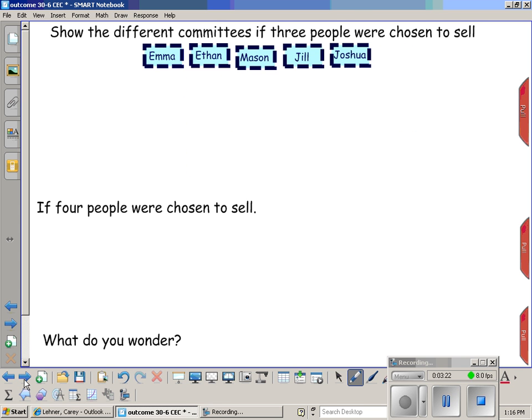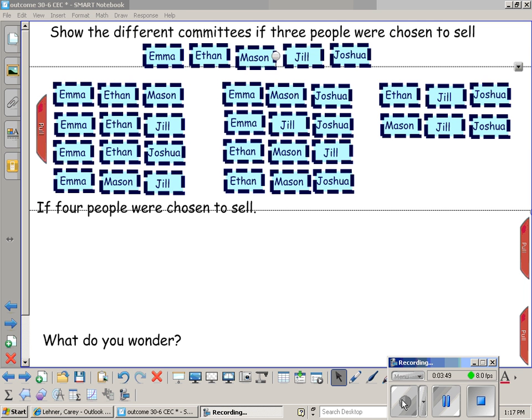So now we want to look at what's the different committees if 3 people were chosen to sell. So this time we're picking 3 at a time. So I might choose Emma, Ethan, and Mason. Or maybe I'm going to choose Ethan, Jill, and Joshua. So again, take a minute, pause the video, and see if you can determine how many different committees of 3 people we could have.